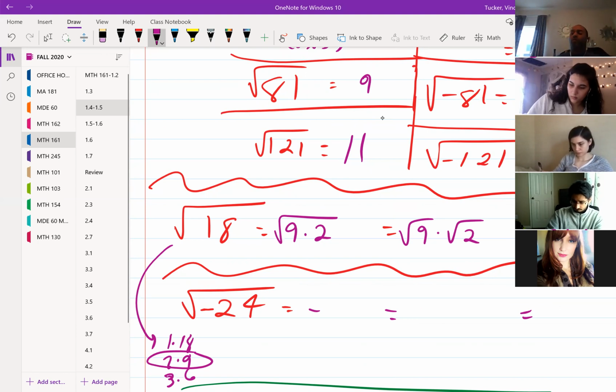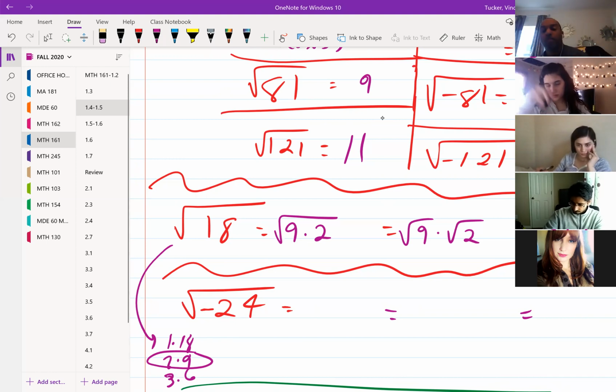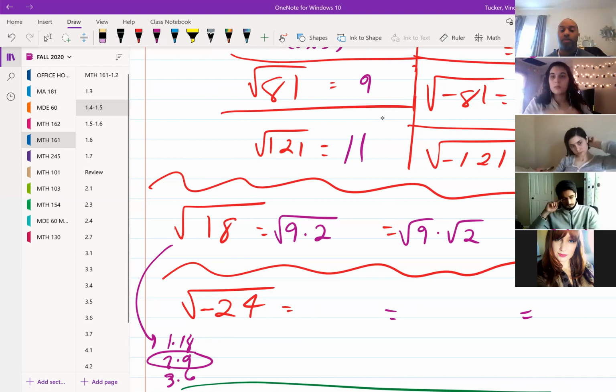Once again, this is one of those situations where they are expecting you to do this. This is just writing your answer in its simplest form, so they don't necessarily have to prompt you for this type of answer. They would expect it from you. So here you have the square root of -24.